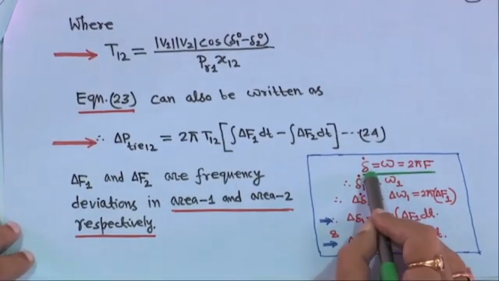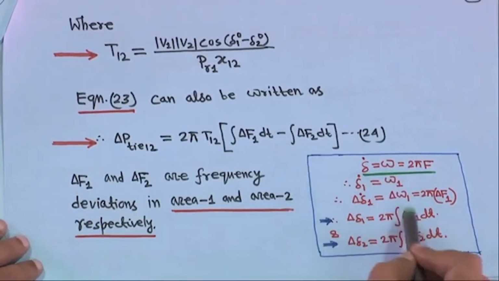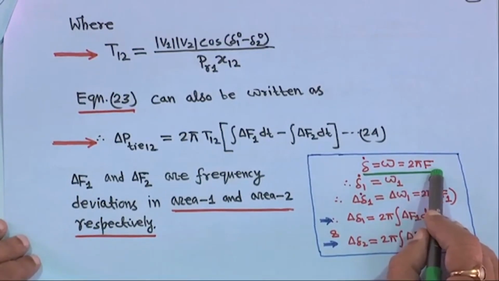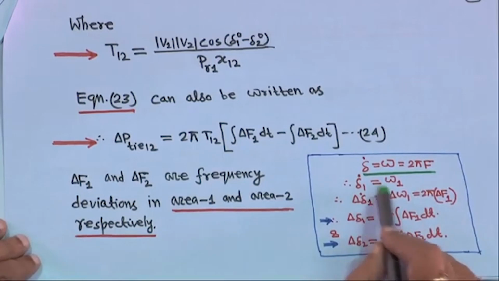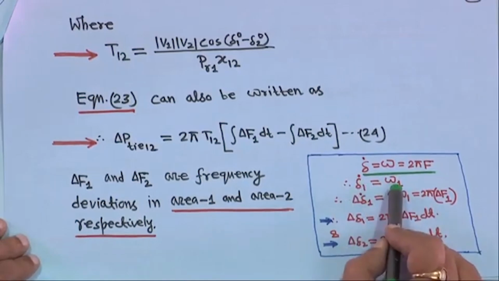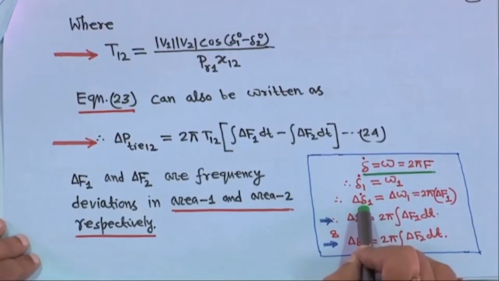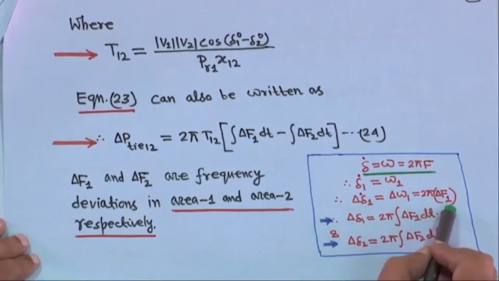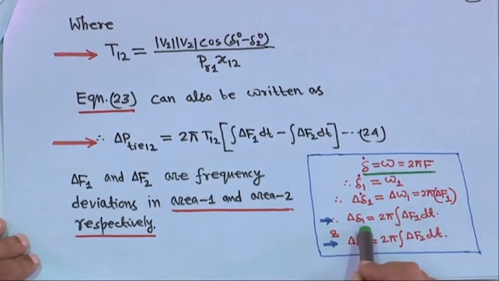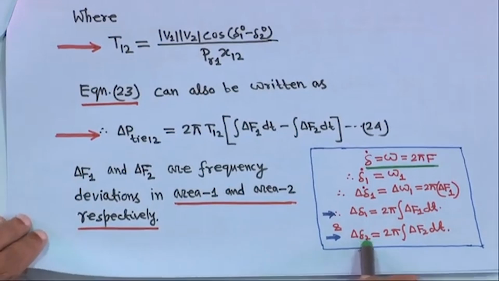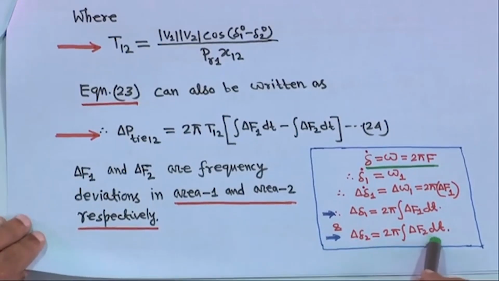In general, you know that delta dot is equal to omega, which is equal to 2 pi f, where f is the nominal frequency. So, for delta 1, delta 1 dot will be omega 1. If I take a small perturbation, then delta delta 1 dot will be delta omega 1, equal to 2 pi delta f1. Therefore, if you integrate, delta delta 1 will be 2 pi integral of delta f1 dt. Similarly, delta delta 2 will be 2 pi integral of delta f2 dt.